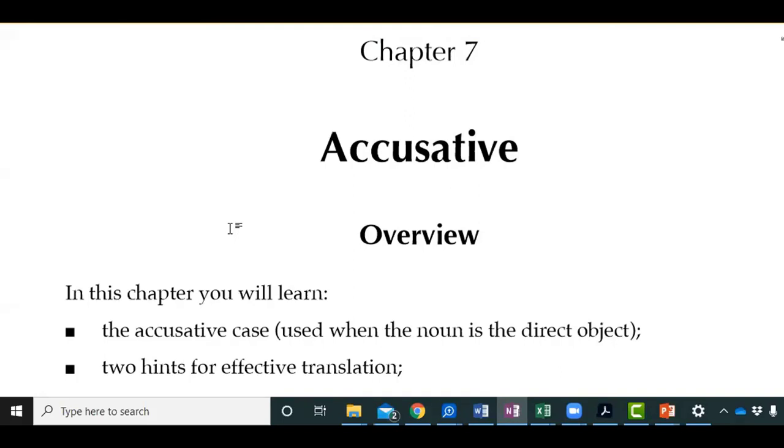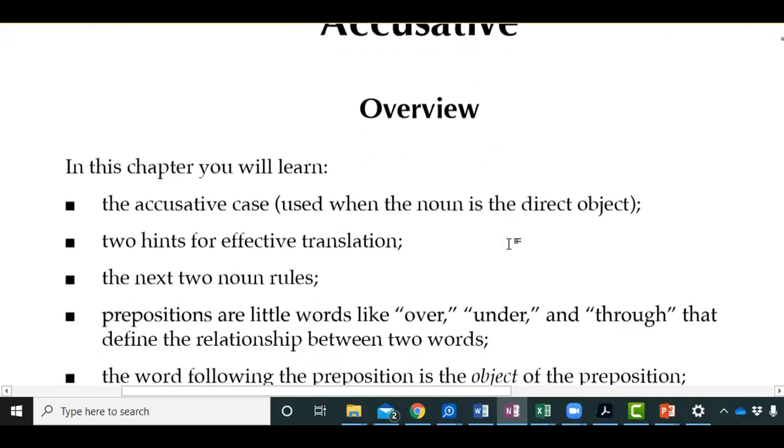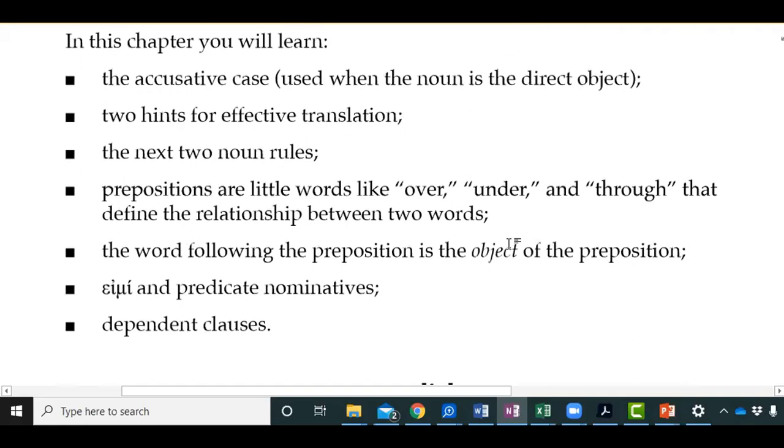So if I have a verb that can take a direct object, that can affect the direct object, I'm going to put that direct object in the accusative case. Okay? Nominative case is used for when the noun is the subject of the verb. But we're going to give you some hints for translation. You'll learn 2 more noun rules.